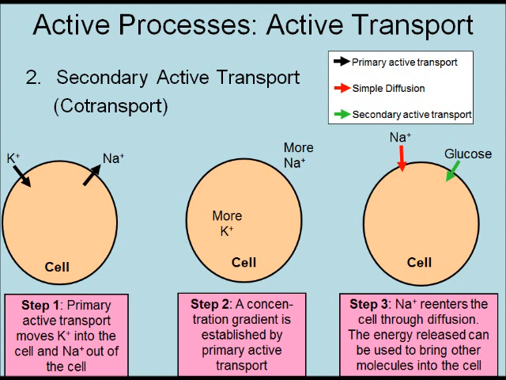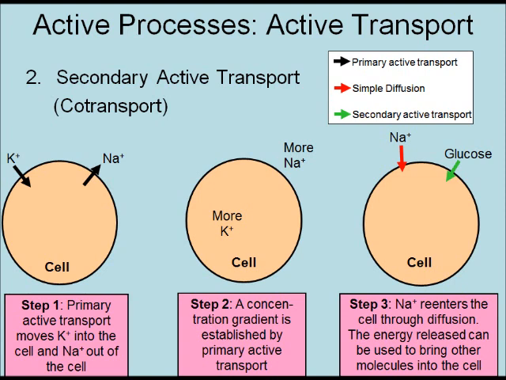I want to bring your attention to this key up here. If you look at what's going on, arrows in black are indicating primary active transport. Arrows in red are indicating simple diffusion. The only place in this whole series of steps where we actually have secondary active transport occurring is right here with the green arrow. So I don't want you to think that this whole process is secondary active transport. This is primary active transport, which sets up a situation where secondary active transport can occur, essentially, is the idea here.